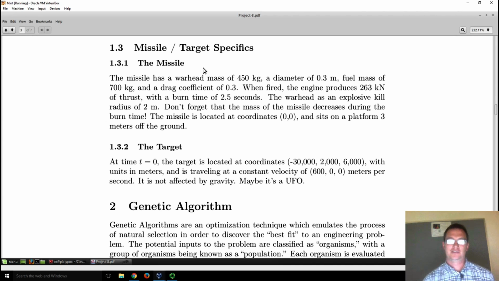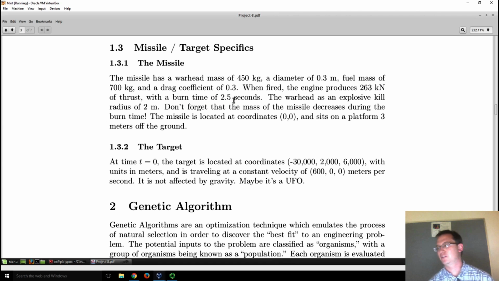Fuel mass of 700 kilograms. There's more gas in this thing than there is warhead. And a drag coefficient of 0.3, that I didn't get from anywhere. I just changed the numbers until something worked. When fired, the engine produces 263 kilonewtons of thrust with a burn time of 2.5 seconds.